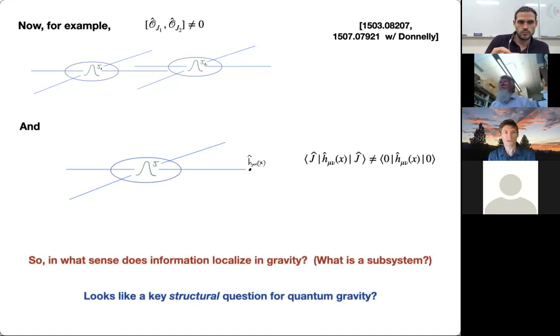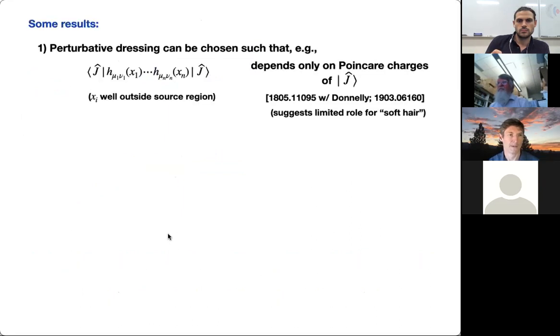So there's a question of, in what sense does information truly localize in quantum gravity? What is a subsystem in the context of quantum gravity? And again, I want to stress, it looks to me like this is a key underlying structural question in quantum gravity that we need to better understand. We have understood some aspects of it, and here are some results.